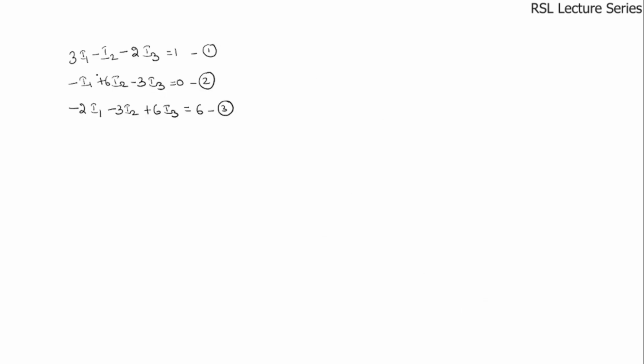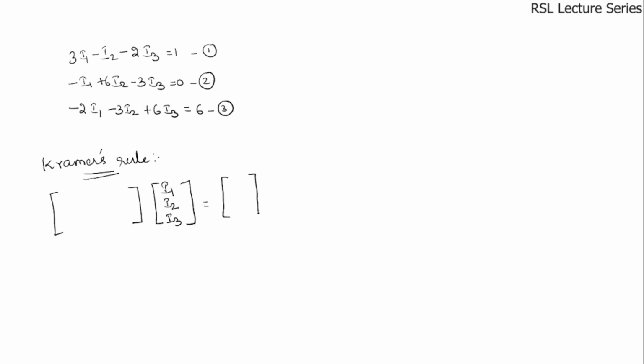So these are the three equations that we have obtained. Now we'll solve these three equations. For solving these three equations, we can use Cramer's rule. In Cramer's rule, we write these equations in matrix form. The first matrix is the resistance matrix, multiplied by the current matrix, which will be equal to the voltage matrix.